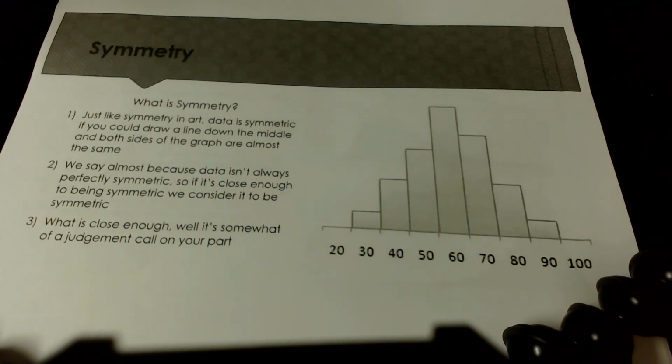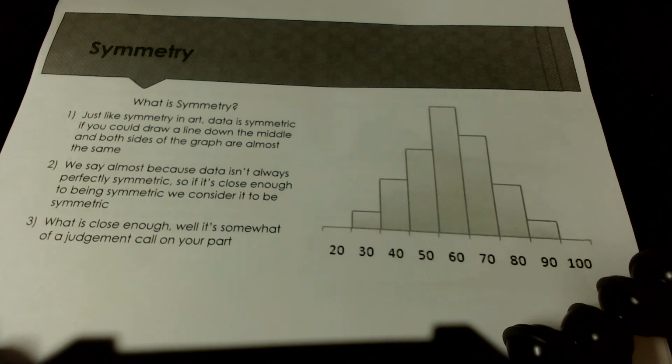Okay, what is symmetry? Just like symmetry in art, data can be symmetric as well. If you can draw a line down the middle and both sides of the graph are almost the same, it's symmetric. We say almost though, because data is not always perfectly symmetric. But as long as it's close to being symmetric, we consider it to be symmetric. What's close enough? Well, it's kind of a toss-up to what you think. But there are qualifications. It's got to be close to being the same thing on both sides.